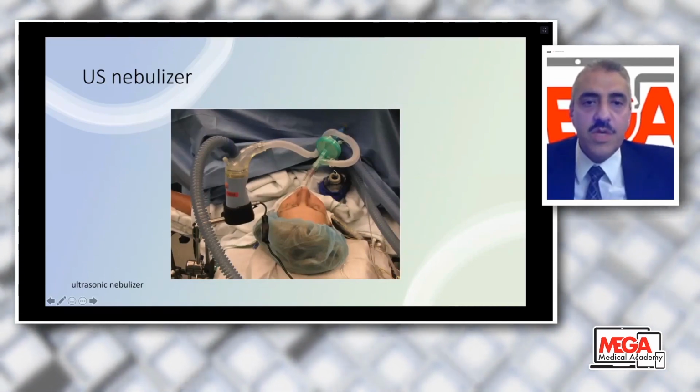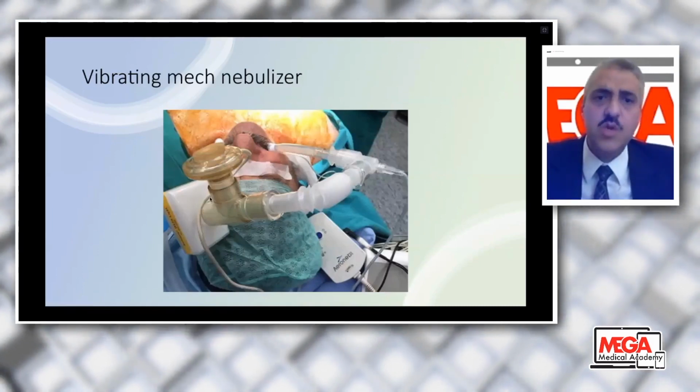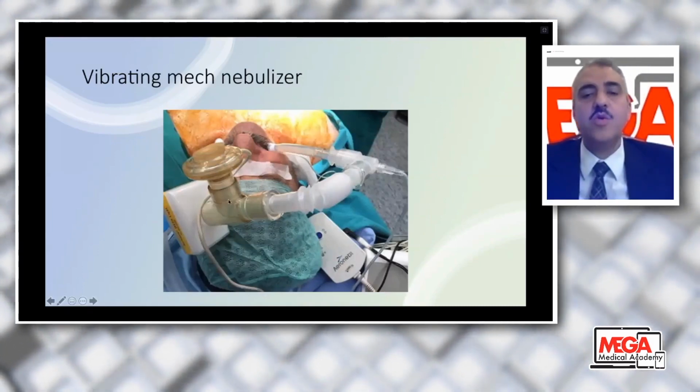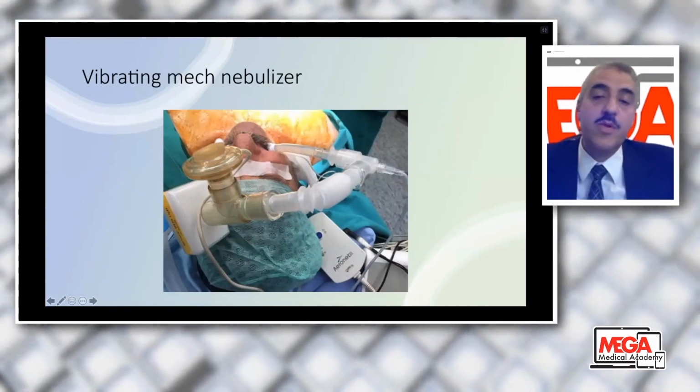Another way is using the vibrating mesh nebulizer, which is easy to use and there is no need to use it with afferent oxygen or an afferent inspiratory limb.